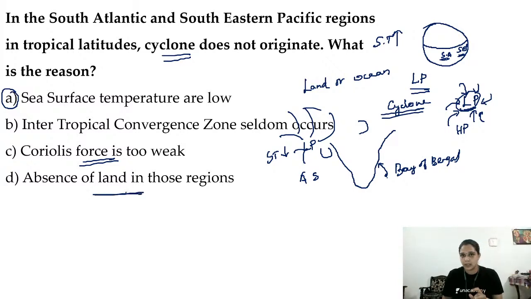Absence of land doesn't matter, because that is a different concept. When land is absent, the monsoon will not be much, because for monsoon we need land and sea difference in temperature, sea breeze and land breeze. That's a different concept. But for this concept, the sea surface temperature should be very high so that suddenly in a place you form a low pressure area.